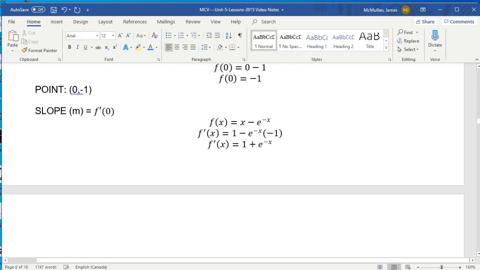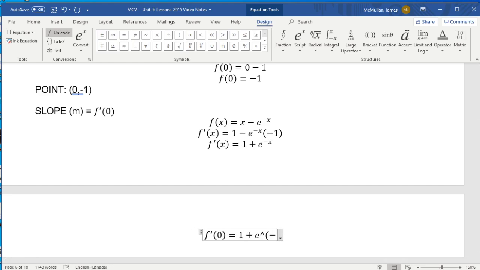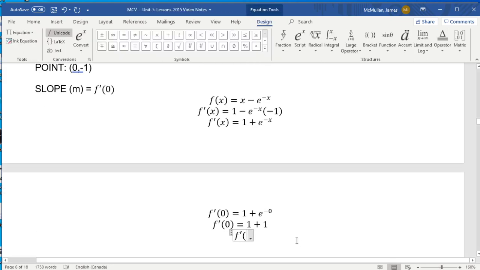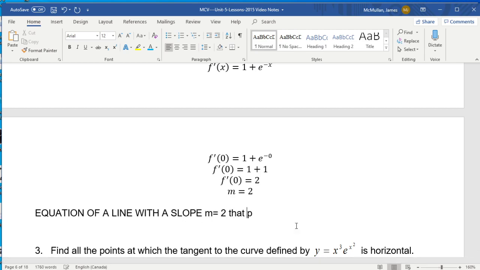Let's find f prime at 0. What's f prime at 0? Plug it in. 1 plus e to the power of negative 0, so f prime of 0 is 1 plus 1. Remember, anything to the power of 0 is always 1. Okay, so therefore our slope is equal to 2. So now all we need is the equation of a line with slope m equals 2 that passes through 0, negative 1.